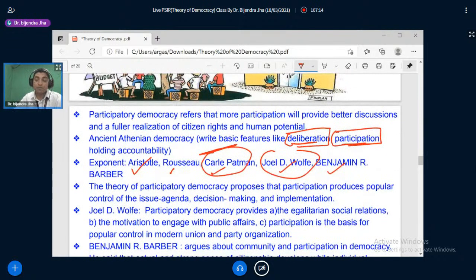So the theory of participatory democracy proposes that participation produces popular control, right? Control on the issue, agenda. They also control the decision-making process. They also control its implementation and perhaps better implementation, right? So Macpherson talks about participatory democracy providing egalitarian social relations. What does participatory democracy provide? Egalitarian social relations. Participatory democracy motivates engagement with public affairs, right? And this participation is the basis for popular control in modern union and party organization.